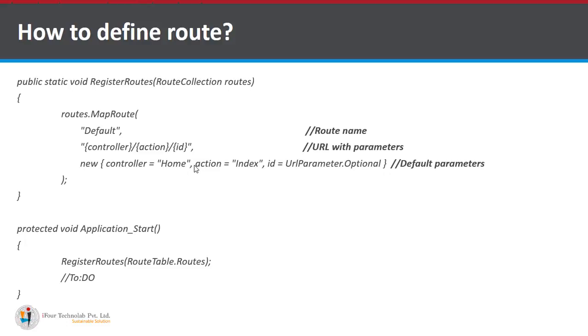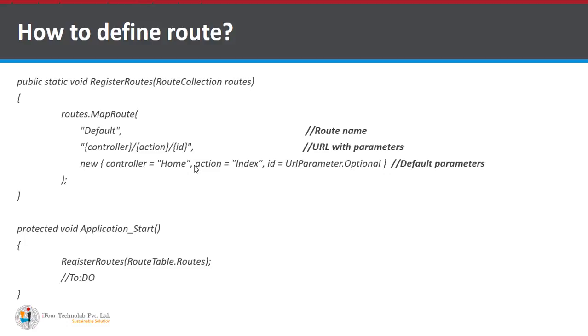Here you can see there is a method called RegisterRoutes. It has an object of the RouteCollection class. Inside that RouteCollection class, there is a method called MapRoute. So I am just initializing an object, routes.MapRoute. In that I am giving the first keyword, that is default, that is the route name. Second one is the URL with parameters, that is what kind of URL it should be.